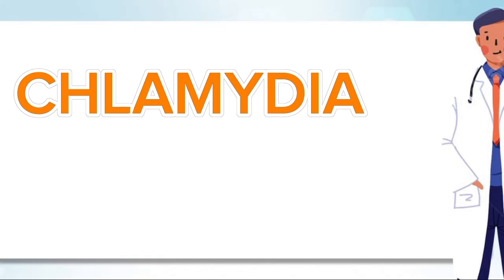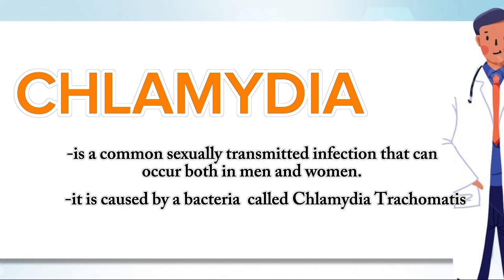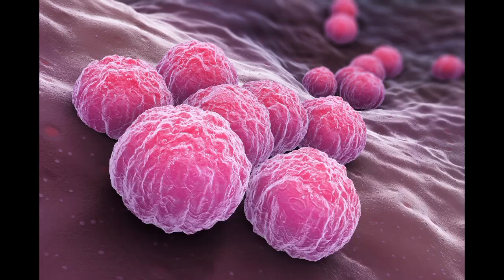What is chlamydia? Chlamydia is a common sexually transmitted infection that can occur in both men and women. It is caused by a bacteria called Chlamydia trachomatis. The bacteria usually spreads through sex or contact with infected genital fluids such as semen or vaginal fluid. You can get chlamydia through unprotected vaginal, anal, and oral sex, sharing sex toys that are not washed or covered with a new condom each time they're used.